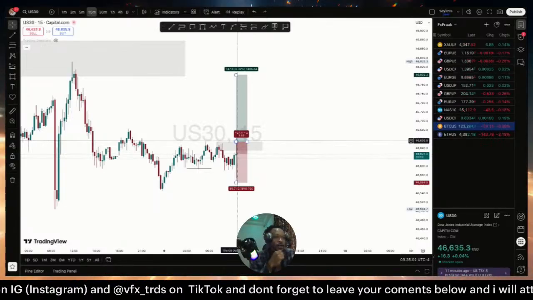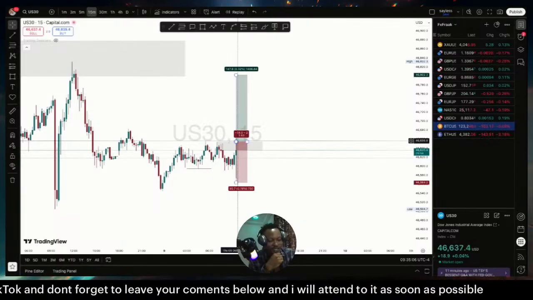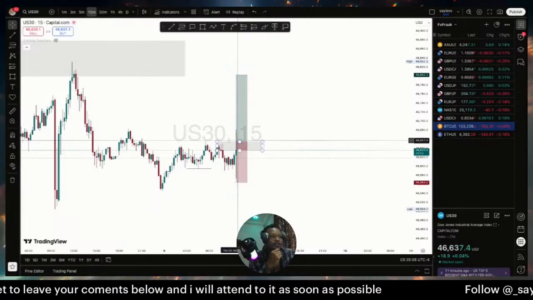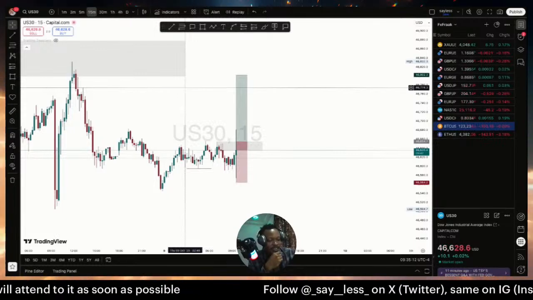Can you look at gold? I'll look at gold when I'm done with this trade, please. When I'm done with this trade, I'll look at gold, okay? But for now, I need to manage my trade, so I'm not looking at anything else.